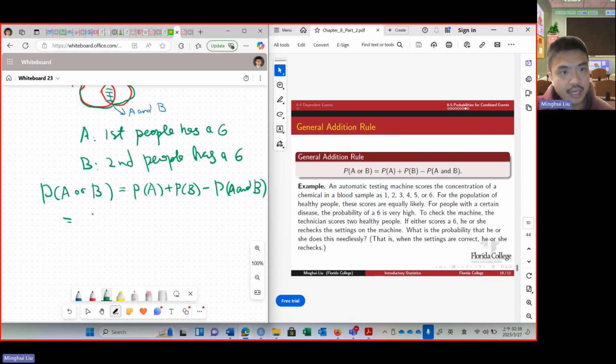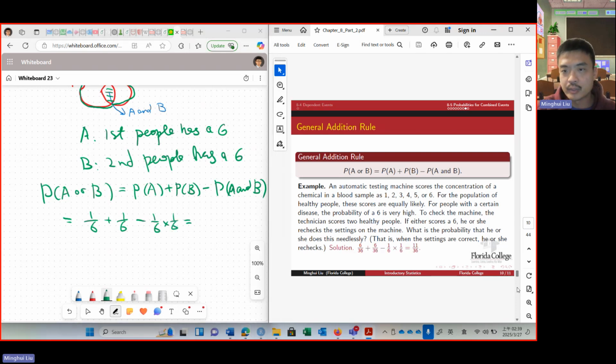So in this case, we have P of A, of course, that's 1/6, plus P of B, that's 1/6, and minus P of A and B. Well, notice that A and B are independent, and therefore the probability P of A and B is really just P of A times P of B. So it's 1/6 times 1/6. So at the end of the day, you find the result is equal to 11/36. So that's the probability for you to see at least one 6 among these two people. That's a little bit under 1/3.